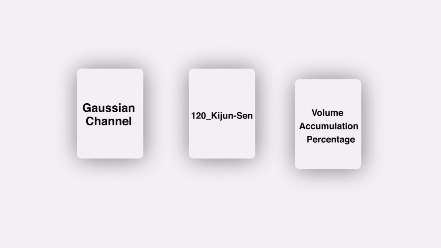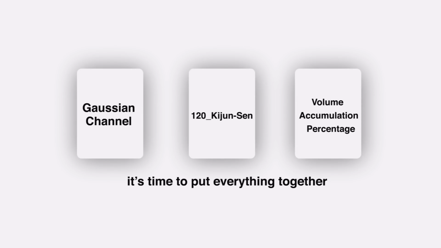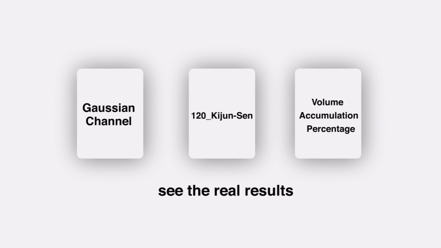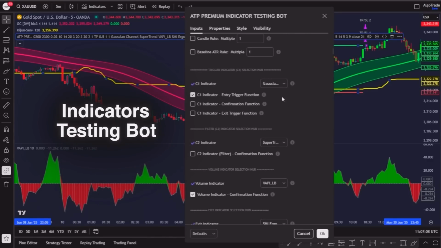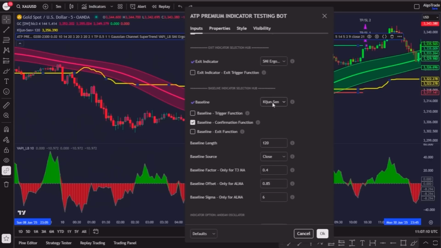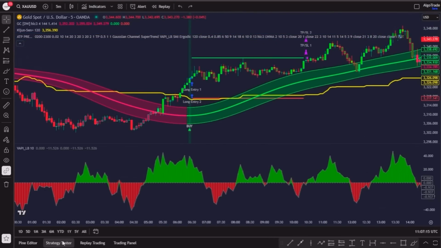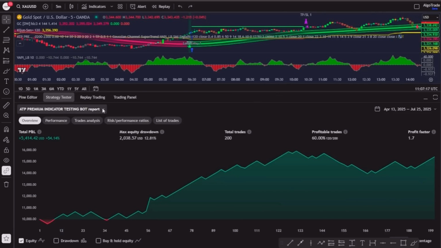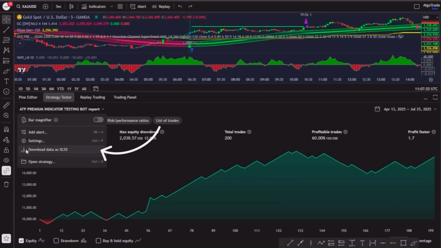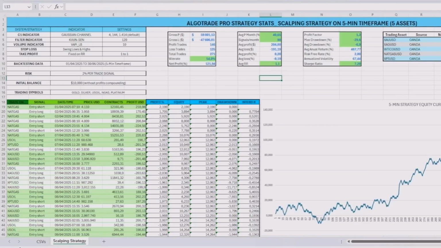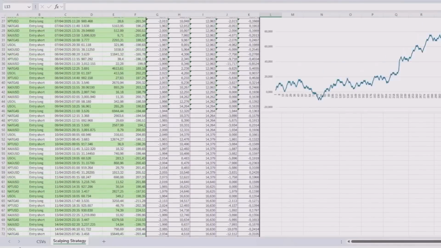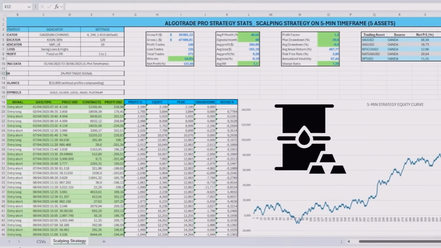So now that we have all three pieces, it's time to put everything together and see the real results. I went back to the indicators testing bot and activated the full strategy with the trigger, trend and volume. Then I opened the strategy tester tab for each asset and used this little arrow icon to download the full list of trades. Then I imported everything into Excel, merged the data, and now I can show you the complete performance of this scalping strategy across all commodities.